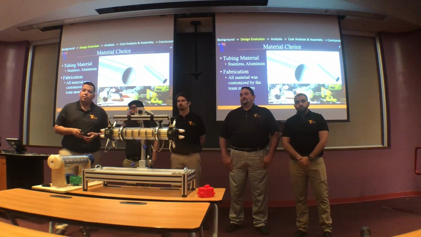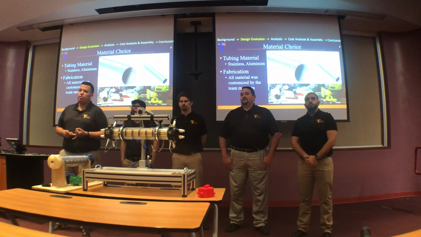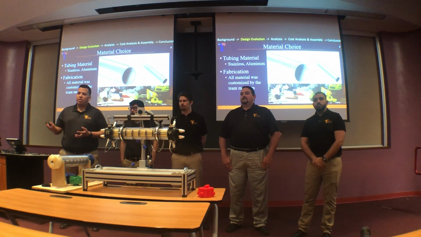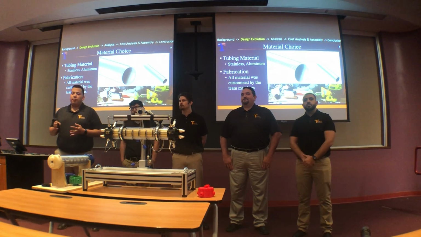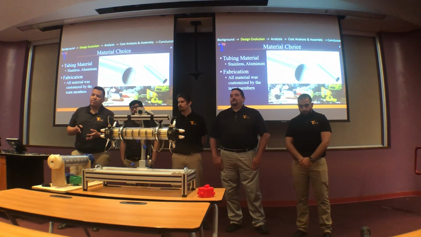So some of our materials that we chose were stainless steel for our prototype, and for our final design we chose aluminum. But with our design, you're able to change tubings, so if you want copper, you can use copper tubing or whatever type of tubing you want. And all the fabrication was done within the team just to do precise cuttings on the parts.